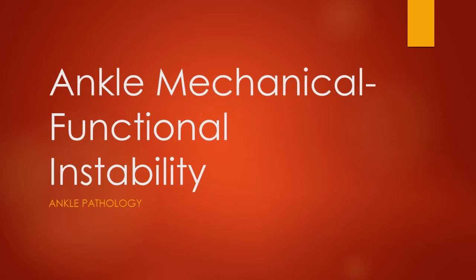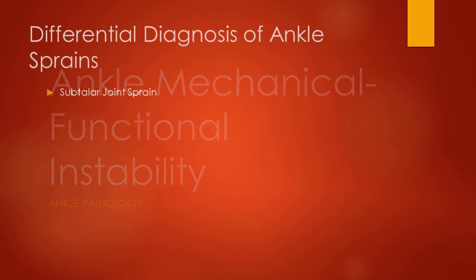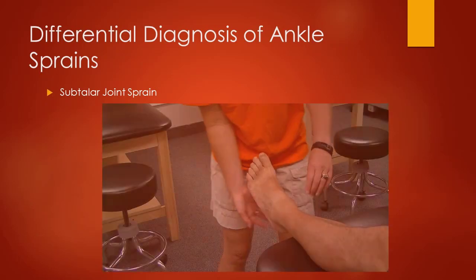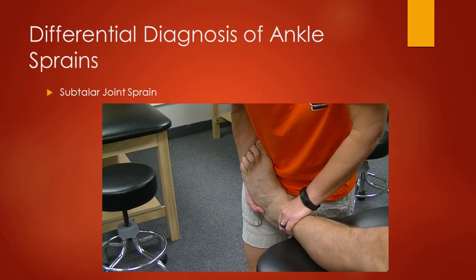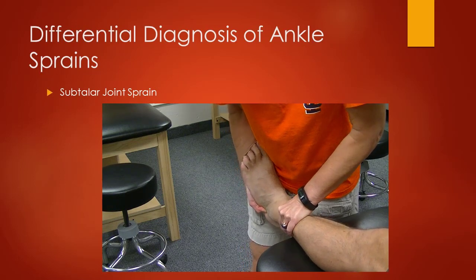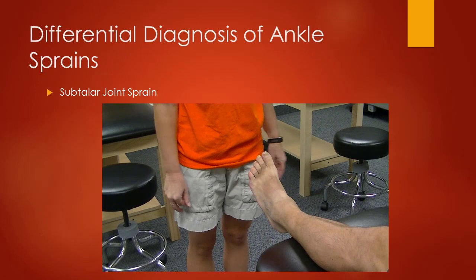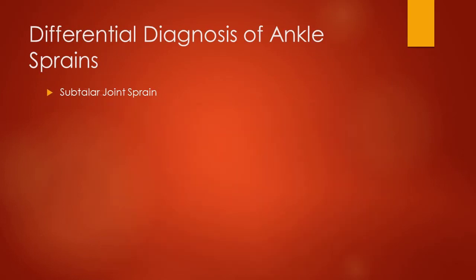Many individuals experience ankle mechanical or functional instability. However, in order to decide if this is a problem, we're going to have to rule out some other injuries that could occur that may produce some of the same signs and symptoms. One of the first is the subtalar joint sprain, and this is assessed using a subtalar joint glide. This joint glide will isolate pain to the sinus tarsi instead of maybe radiating throughout the entire joint.